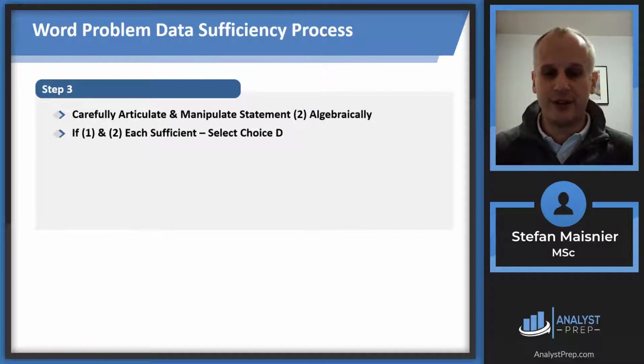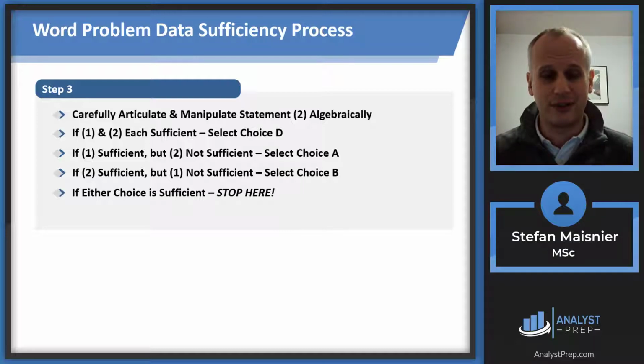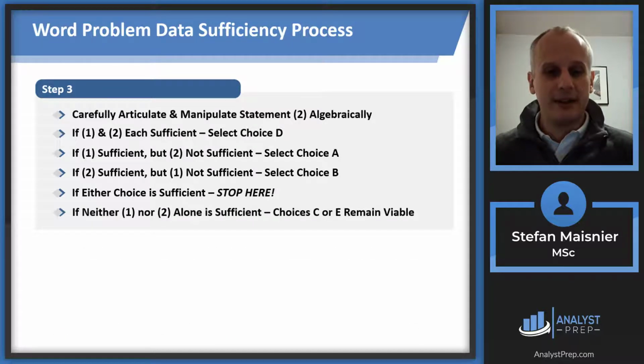If 1 and 2 are each sufficient, you'll select D. If 1 is sufficient but 2 is not, you'll select A. If 2 is sufficient but 1 is not, you'll select B. And if either choice is sufficient, you stop here. Remember, don't continue to working them together if one of them alone is sufficient, because then you'll trick yourself into a C, and we don't want to do that. But if neither 1 nor 2 alone is sufficient, your choices C or E are all that will remain viable.